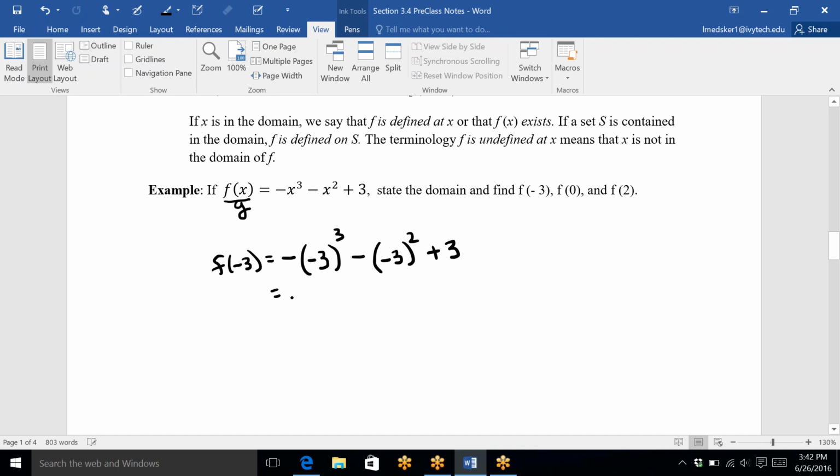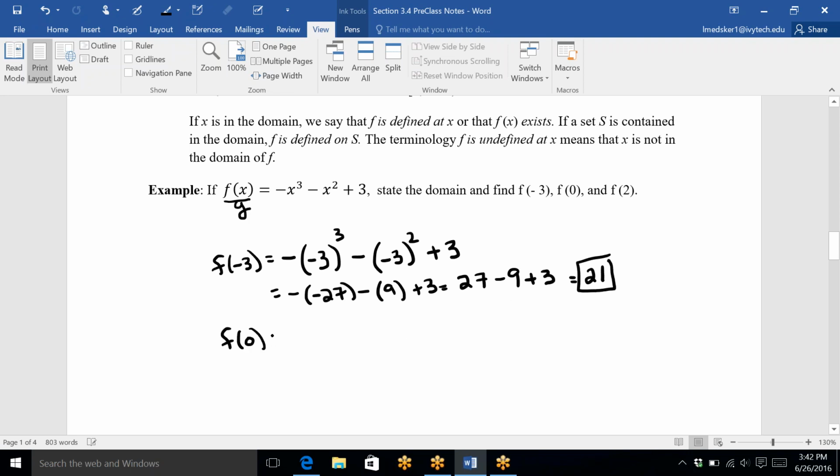You work out the right side. Negative 3 cubed is negative 27. Negative 3 squared is 9. So that would be negative negative, so that's positive 27 minus 9 plus 3. 27 minus 9 would be 18, plus 3 would be 21.